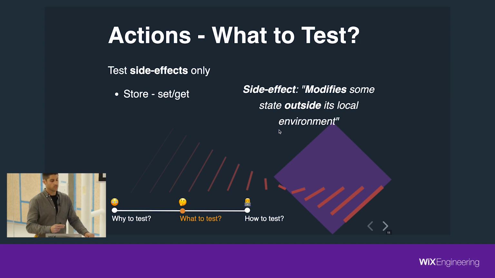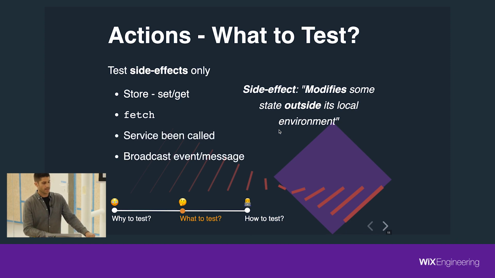So inside an action I would like to test get and set operations on the store. Of course, I would like to test that fetch has been called, that some services have been called, and broadcasting of events or messages. Let's see some code.